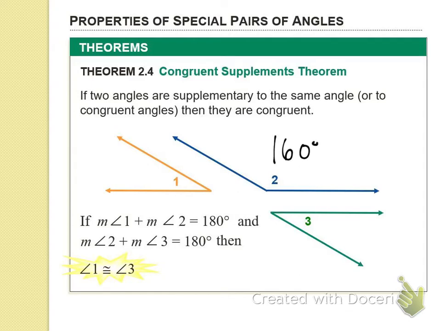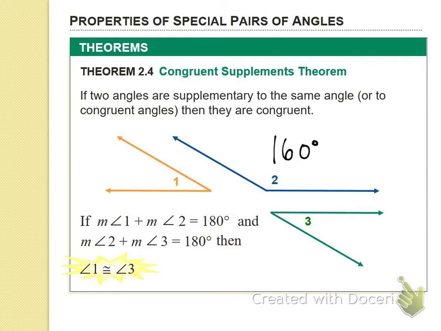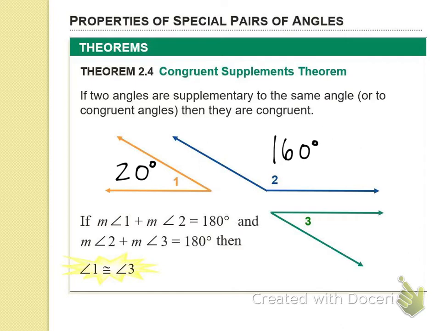That sounds good. 160. So to start, angle 1 and angle 2 are supplementary. So if they are supplementary, what does the measure of angle 1 have to be? 20. Separately, angle 2 and angle 3 are also supplementary. So what does angle 3 have to be? It also has to be 20 degrees. Because 1 and 3 are supplementary to the same angle, they have to be the same measure, because there's only one way for two angles to add up to 180. I would have filled it in with the numbers, the 20s and the 160, just to show you where this went.